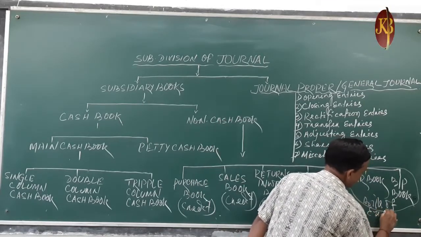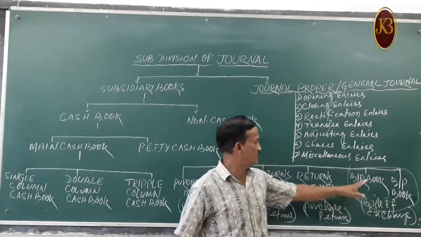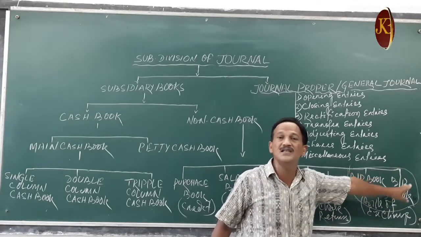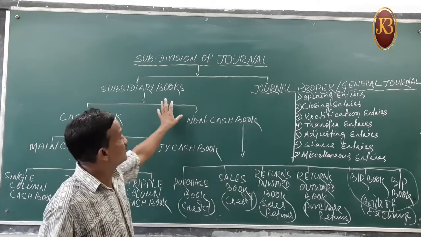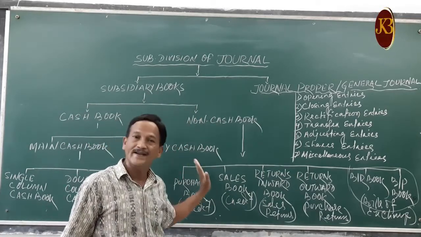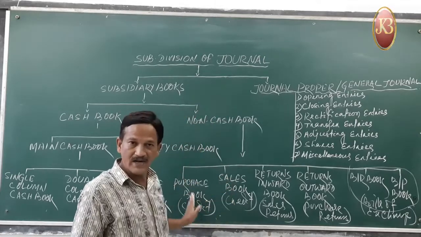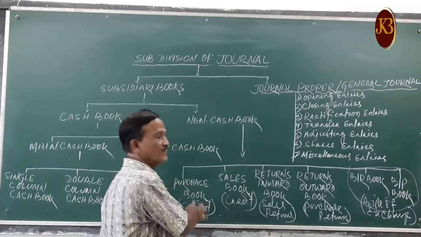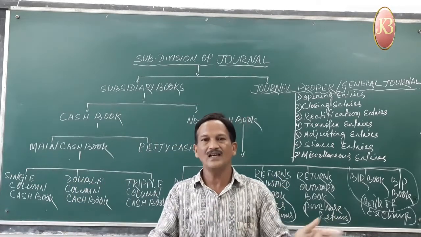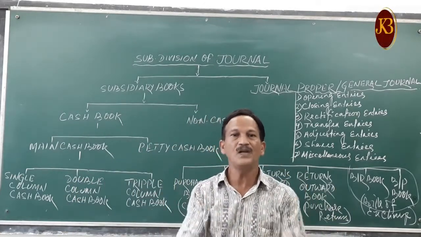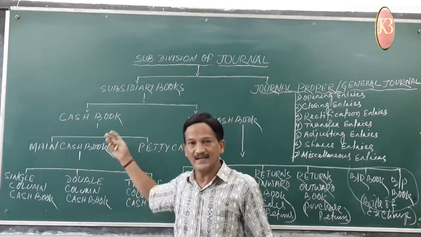Bills of exchange chapter. There is a separate chapter to be discussed. That is bills receivable book and bills payable book. So this subdivision of journal, you might have understood how it is simplified. Journal is divided and classified into different small books, and the journal book is to be simplified and the subsidiary book is to be maintained.